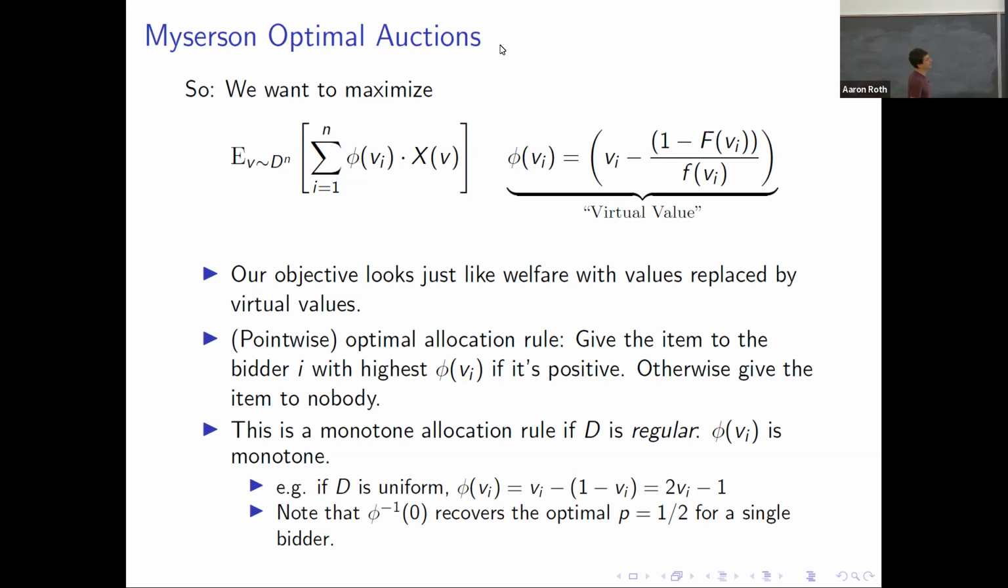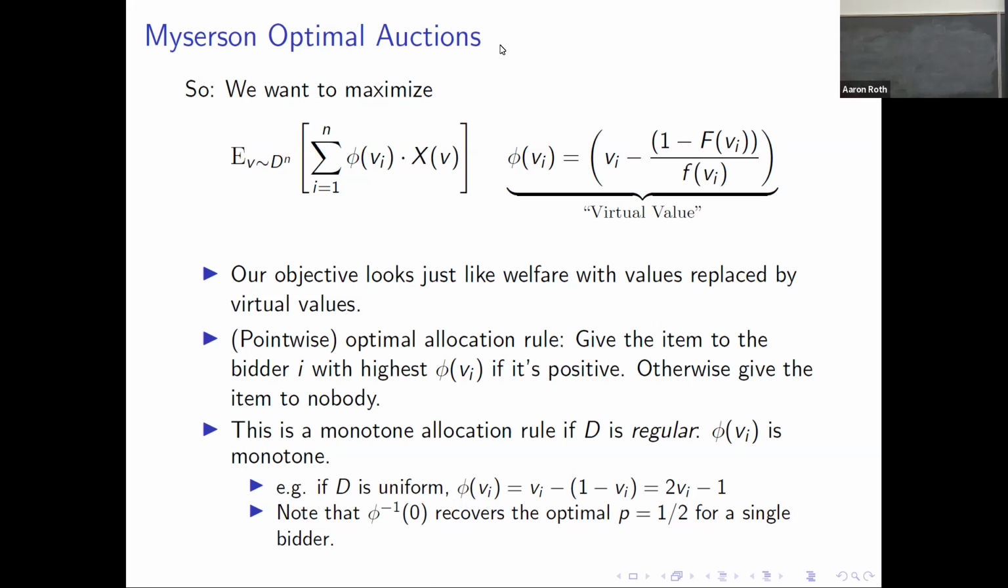And so checking that the uniform distribution is regular, look, for the uniform distribution, the probability density is 1 everywhere. The cumulative distribution at v_i is just v_i. And so we just get that the virtual value is v_i minus (1 minus v_i), which is just 2v_i minus 1, and it's increasing.